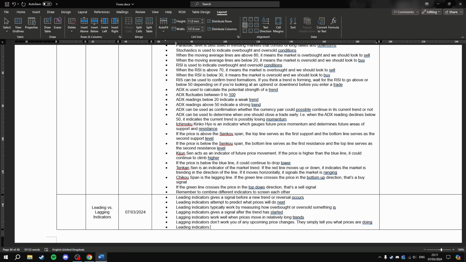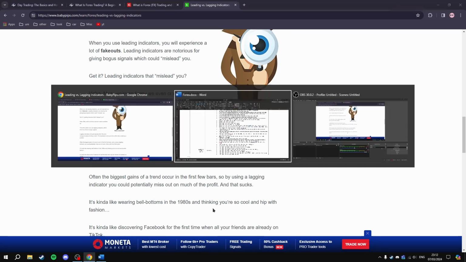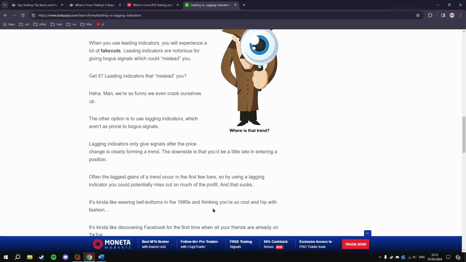Leading indicators are susceptible to fake outs. Leading indicators are notorious for giving bogus signals which could mislead you. Got it? Leading indicators that mislead you? Hey ha man, we're so funny we even crack ourselves up. Oh, mislead. Alright, okay. The other option is to use lagging indicators, which aren't as prone to bogus signals.